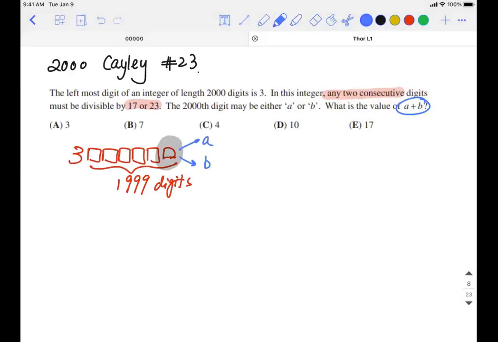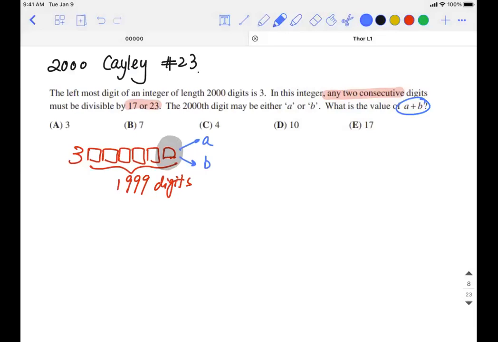All right, so it looks like it is impossible for me to find such a number one by one. So the only breaking point for such a problem, let's try to find it. This number has 2,000 digits. I don't think that's a breaking point, and the question asks you about the 2,000 digits. But the most important thing the question gives you is that any two consecutive digits must be divisible by either 17 or 23.